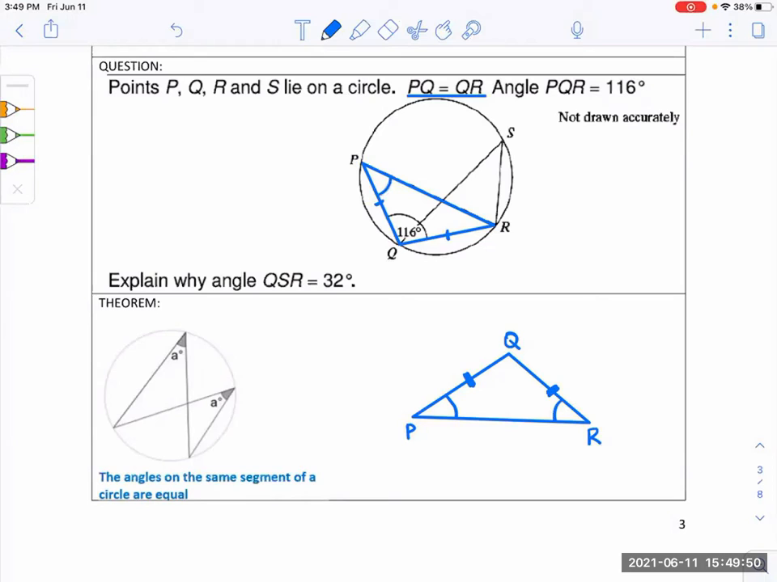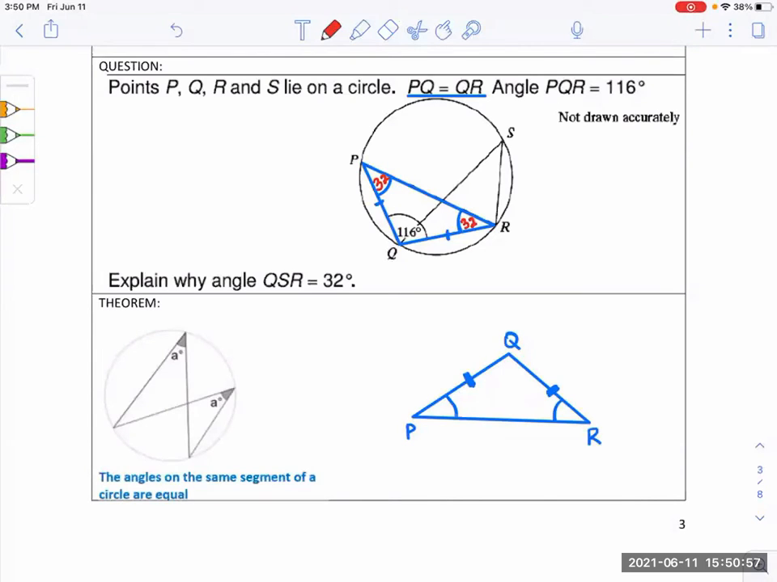So find for me the measure of angle P and R. If the sum of angles is 180, work that out for me. If all three angles give me 180, work out the measure of angle P and R. So 180 minus 116 is 64. 64 divided by 2 is 32. Did you all get 32? Yes, miss. Is there anybody in the class who didn't get 32?